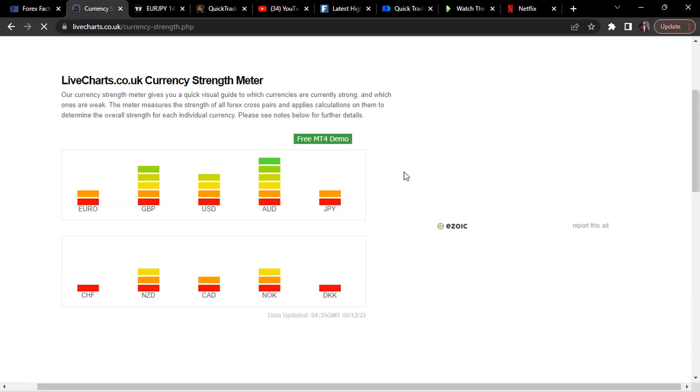Now, there are 3 types of trends, but I always put emphasis on the 2 because the 2 are the ones that we are always looking out for, right? And those two are an uptrend and a downtrend. Now, an uptrend, ladies and gentlemen, is when the market is pushing to the upside. A downtrend is when the market is pushing to the downside.